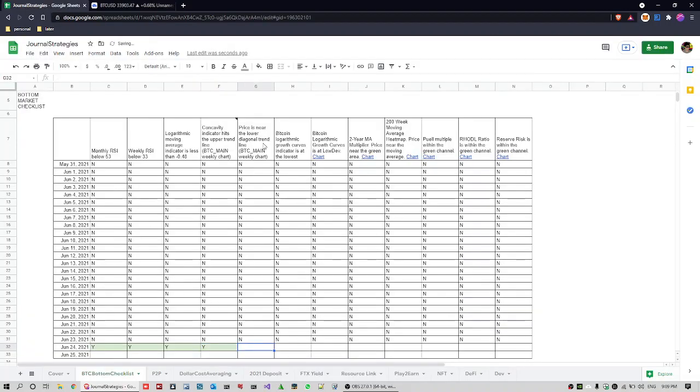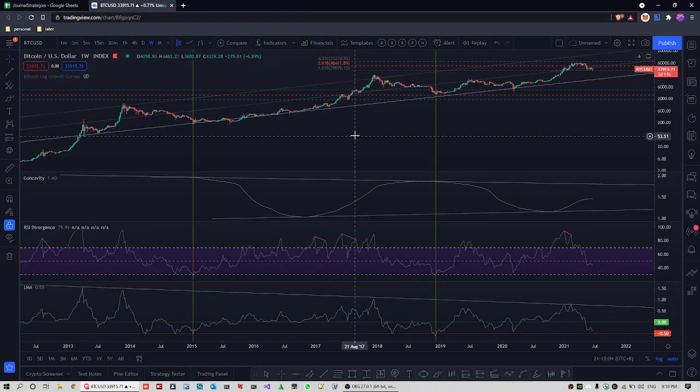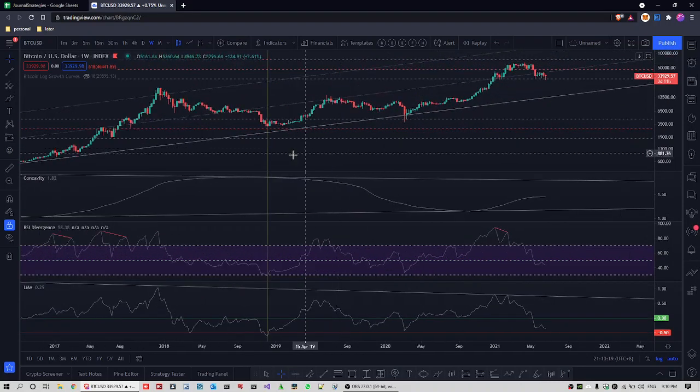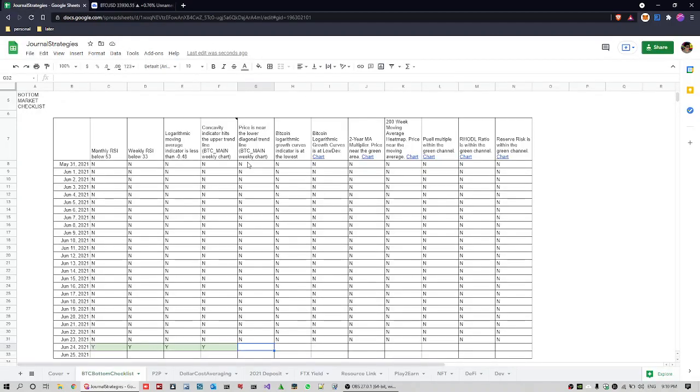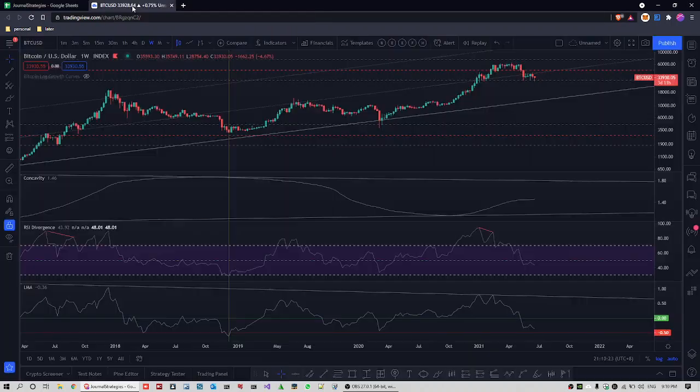And then price is near the lower diagonal trend line. Price is near the lower diagonal trend line here. So the first cycle it has hit the lower diagonal trend line, and then the second cycle it almost hit it, but it's near the lower diagonal trend line. Okay, don't mind this BTC main weekly chart. Anyway, just use this chart.